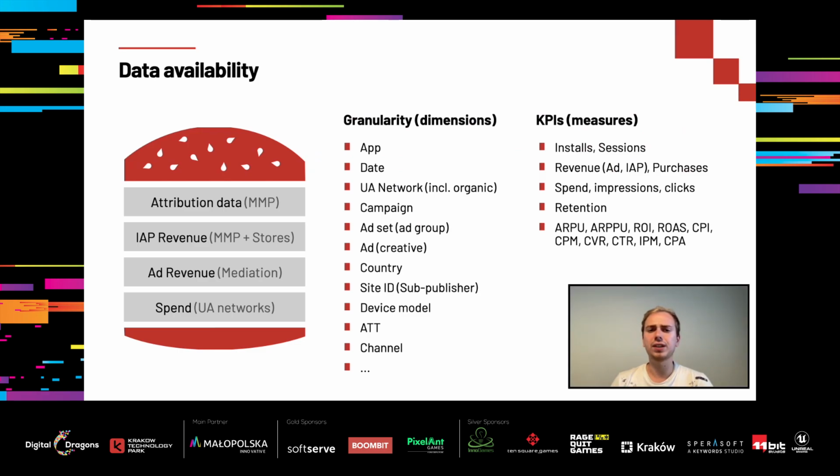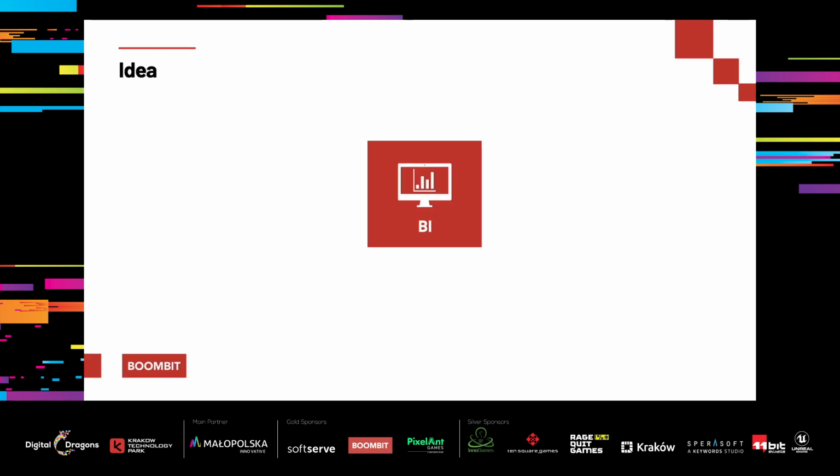Let's talk about what has to be available in the BI for mobile games and from where we can get it. We need some kind of a burger of data, which contains attribution data, in-app revenue, ad revenue, and spend related metrics. As you want granular reporting, the list of required dimensions is long, and the same for the metrics. Our requirement was to be able to calculate everything on our own and not take any number from a third party on faith. This includes calculating retention based on raw sessions. The idea can be presented on a diagram.